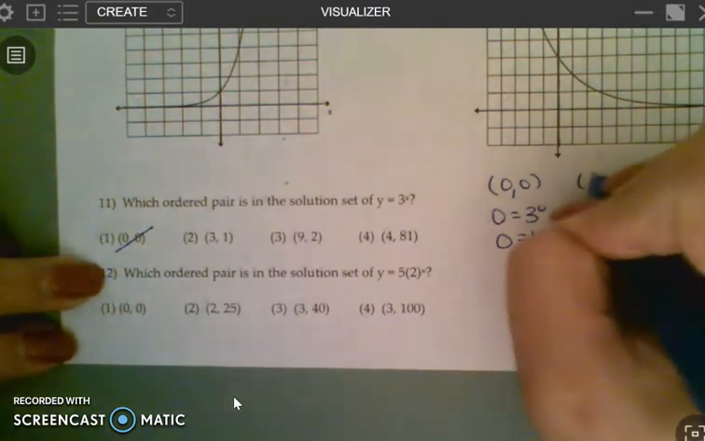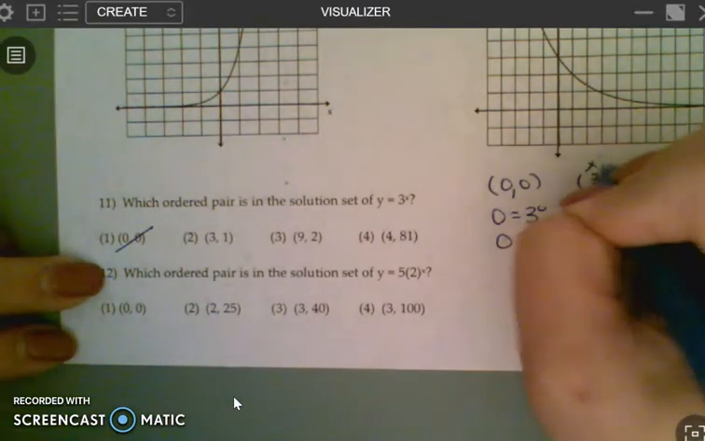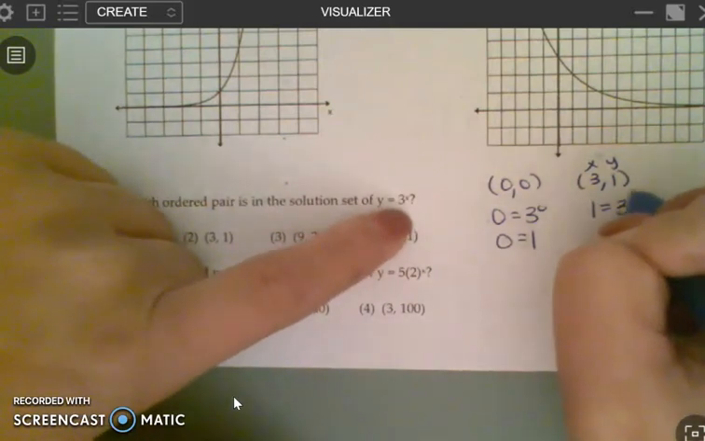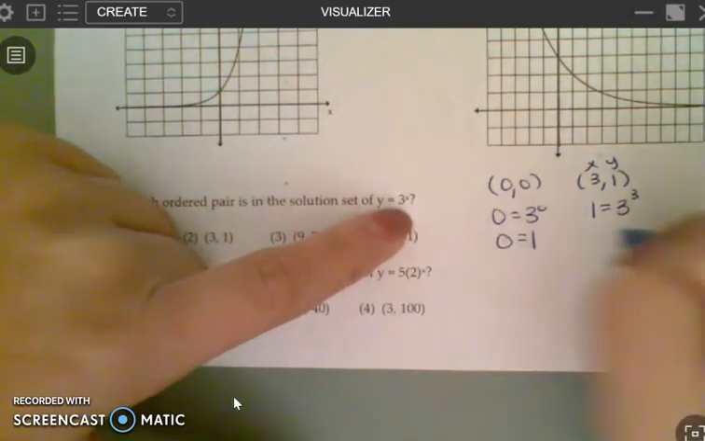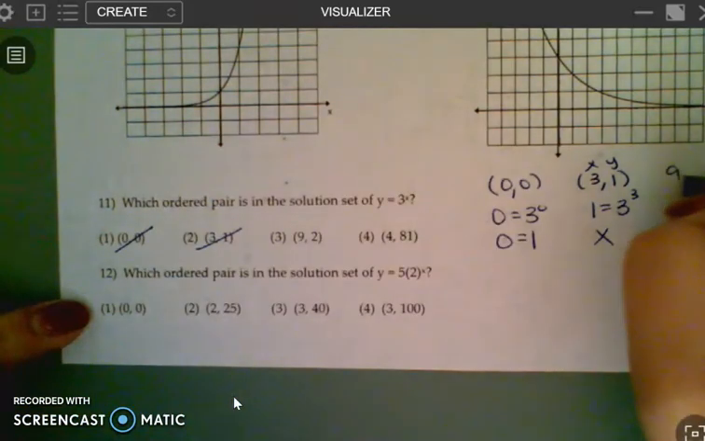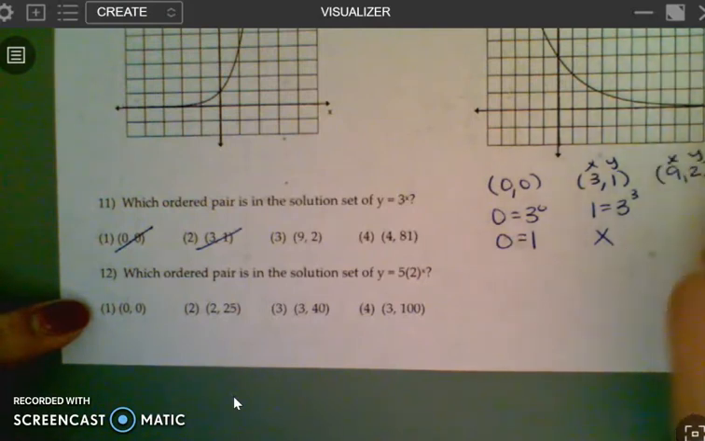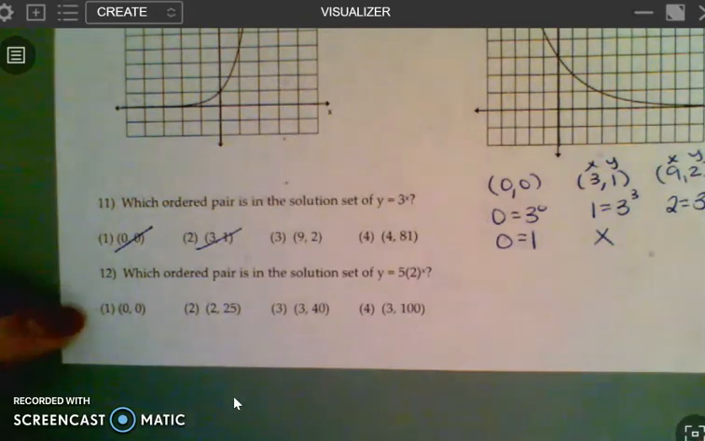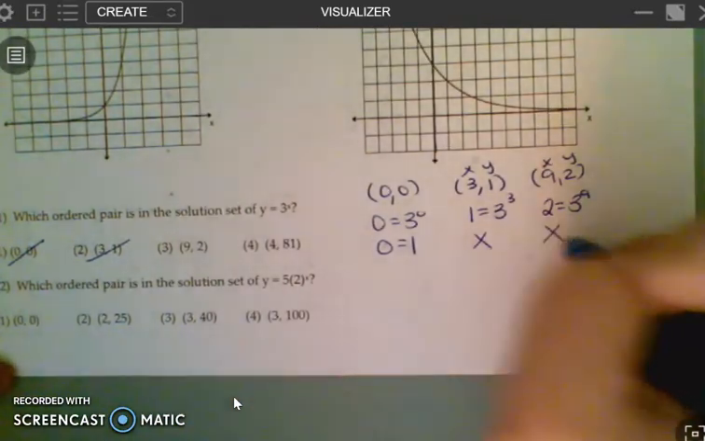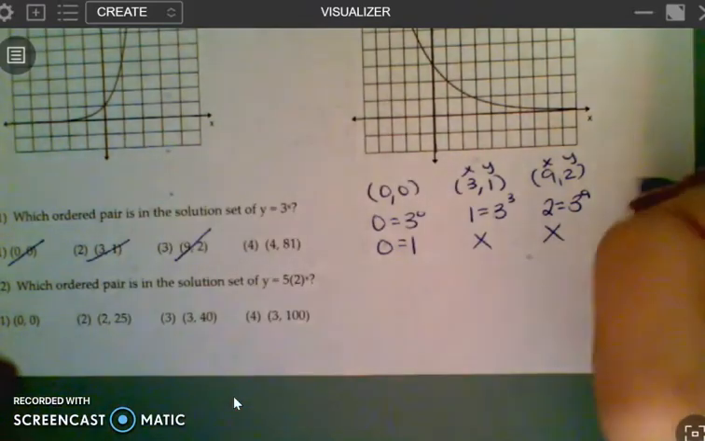Okay, let's try the next one. 3, 1. Remember x comma y. So 1 equals 3 to the third power. That's definitely not right. Okay, let's try 9 comma 2, x comma y. So 2 equals 3 to the 9. That's definitely not right. 3 to the 9 is a huge number. Okay, let's try the last one.